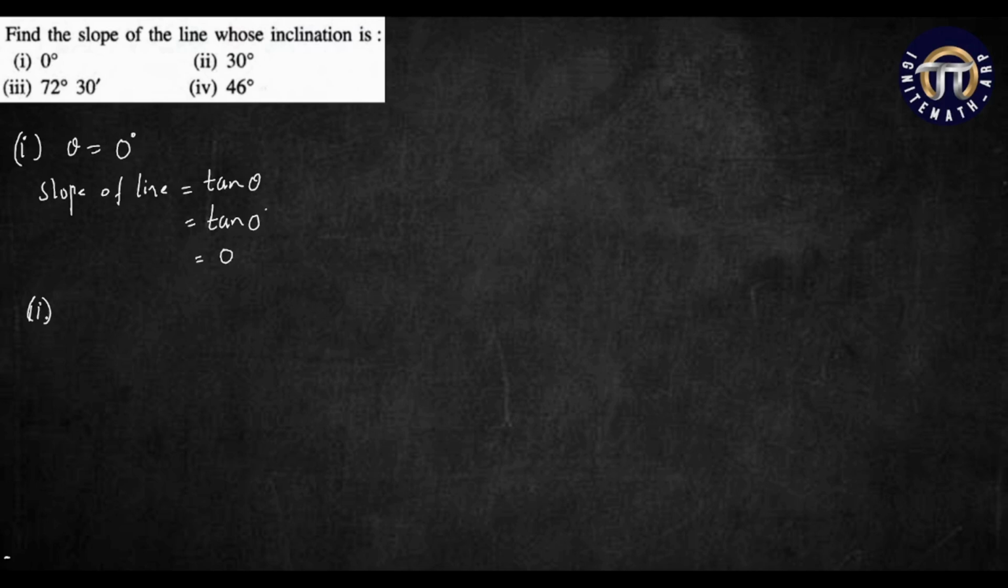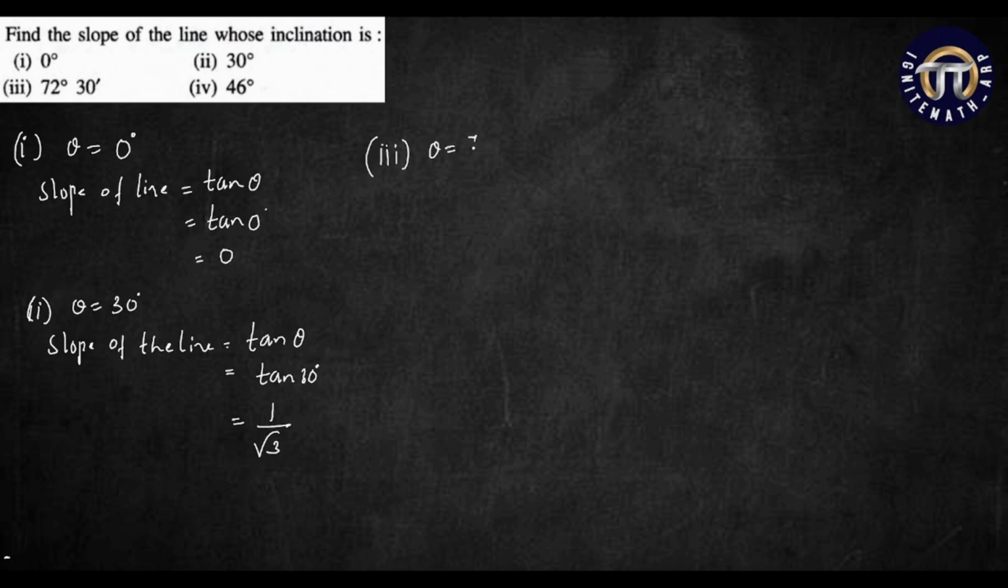So now let me take the second example. Theta is equal to 30 degrees. So the slope of the line is equal to tan of the inclination, that is tan theta. So tan of 30 degrees is equal to 1 by root 3. So the third example I will take: theta is equal to 72 degrees 30 minutes. Children, for 72 degrees 30 minutes, you must know how to use the trigonometric table, the natural tan table.